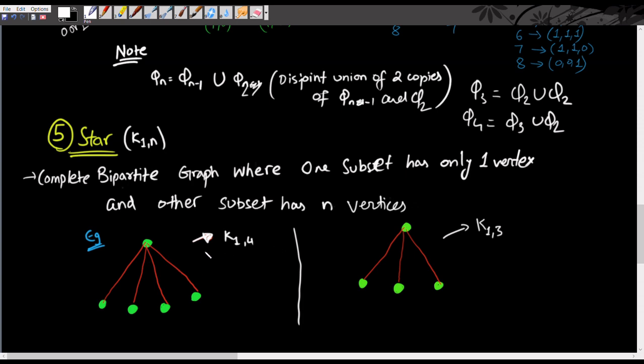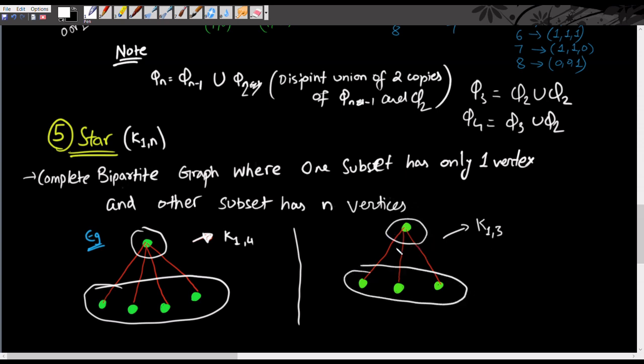So these are 2 examples. So this is K1,4, right? This is your one partition and this is your other partition, and every vertex of a partition connects to every other vertex. Similarly, this is K1,3. So this is your first partition and this is your second partition.